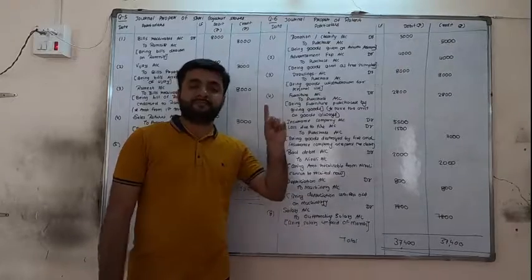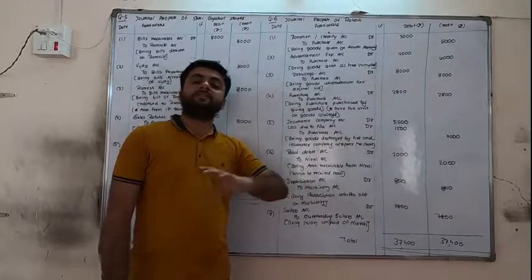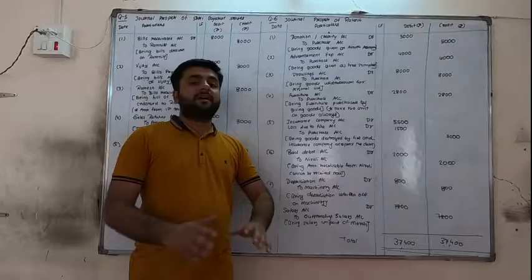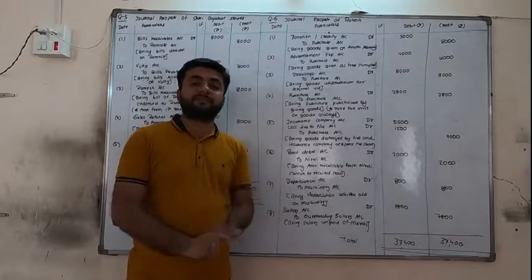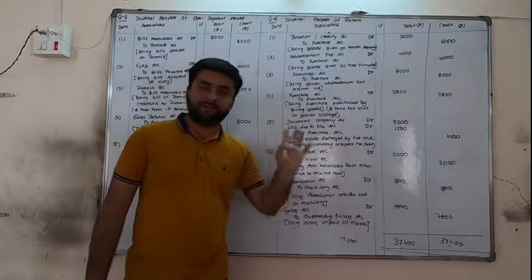So friends, today we have completed sum number 4, 5 and 6. Tomorrow we will complete number 7, 8 and 9, so that our chapter will be completed and we will go for the next chapter. After that we will remain with only 2 chapters.